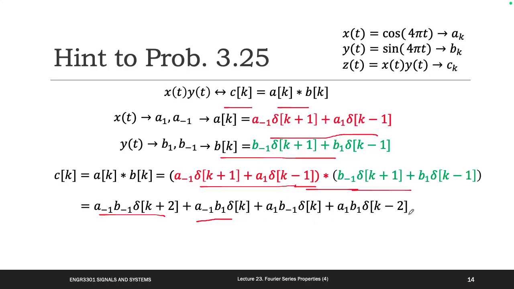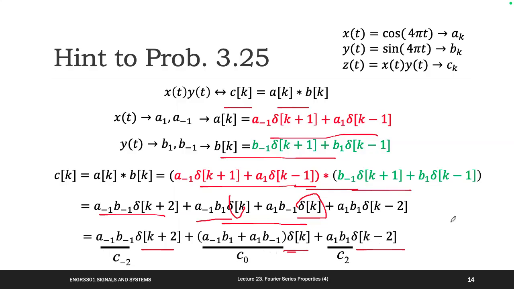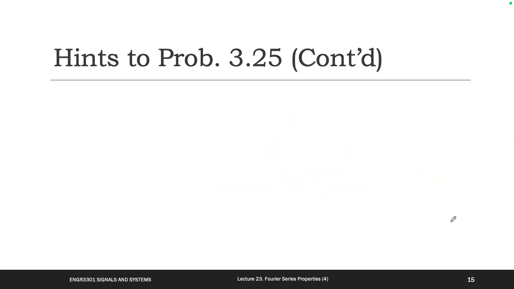You can get this one, this one, this one, this one, and then you can see this one and this one are the same atom, am I right? So we can put them together like this. And then you can see this is k equal to -2, this is k equal to 0, and this is k equal to 2, am I right? So this is c_-2, this is c_0, this is c_2. Okay, does that make sense to you? Any questions? Let's continue.